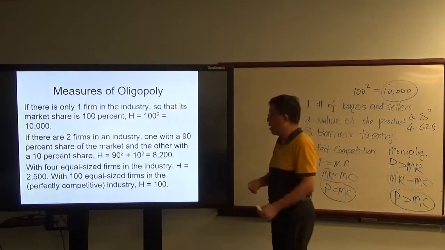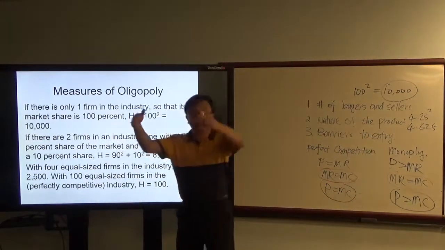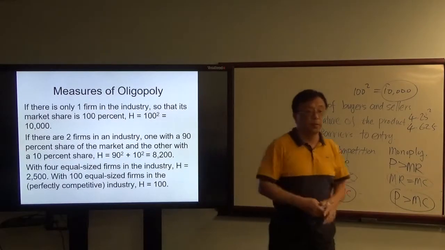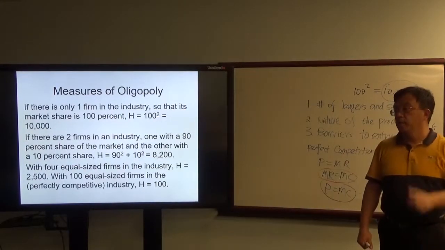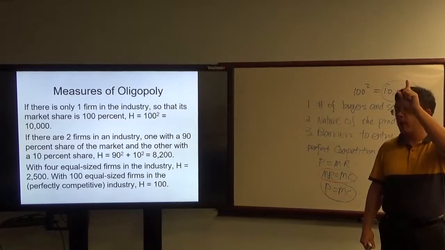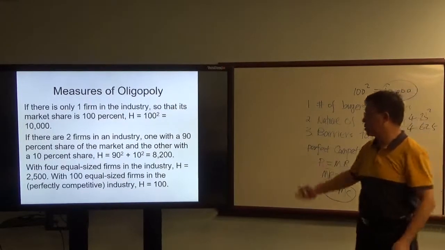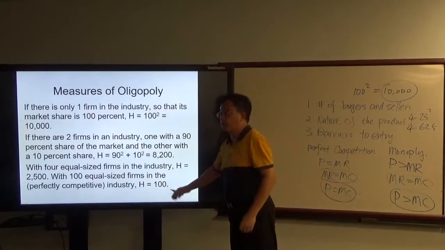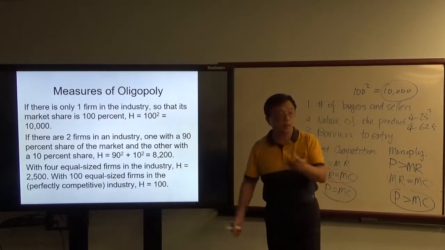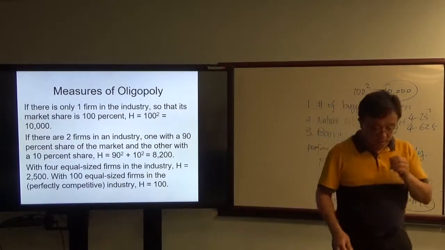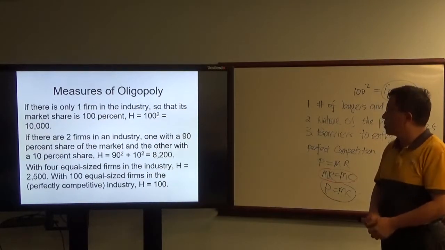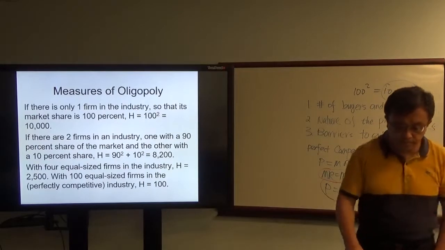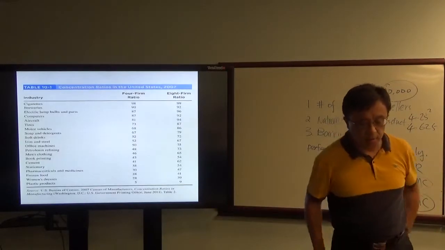And how about with 100 companies in the industry with equal share? Each company contributes 1%, right? So 1 squared, times 100. That's 100. Very good. Is that clear? This is how the DOJ classifies the market concentration. And I have some examples here.